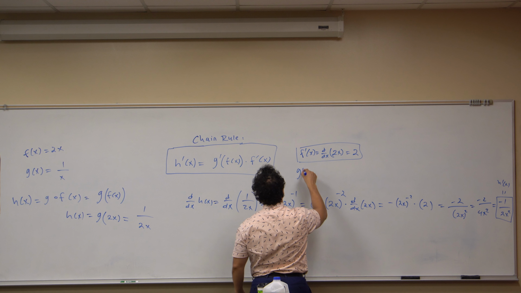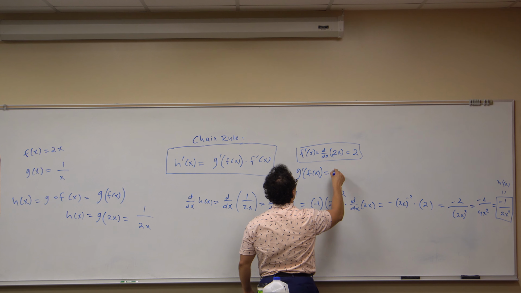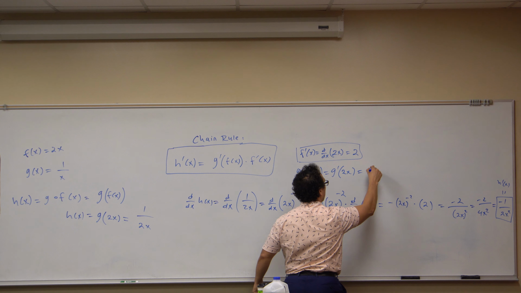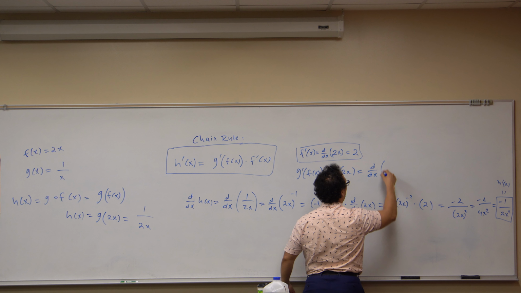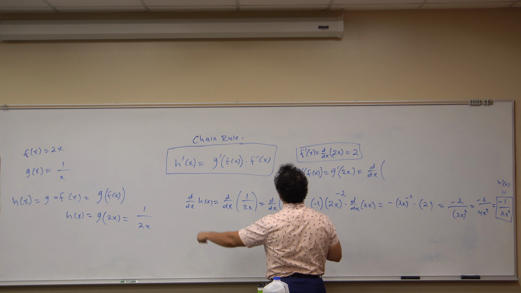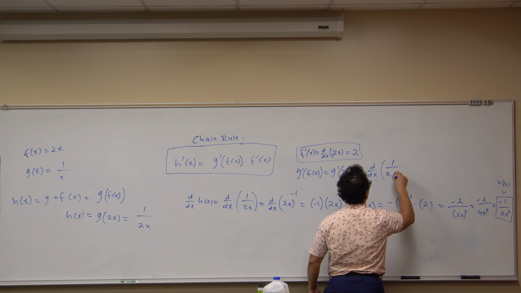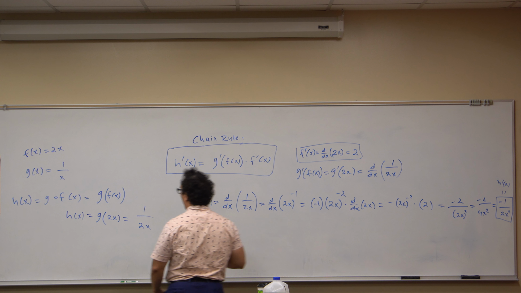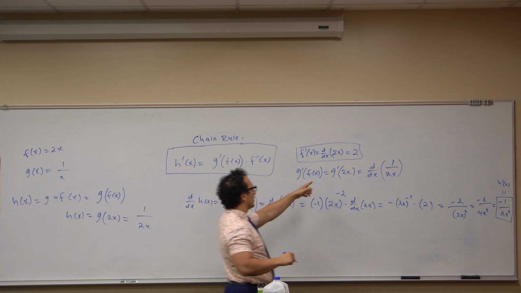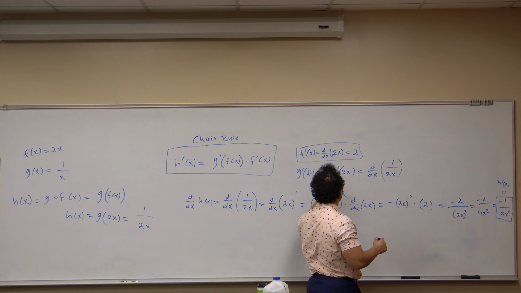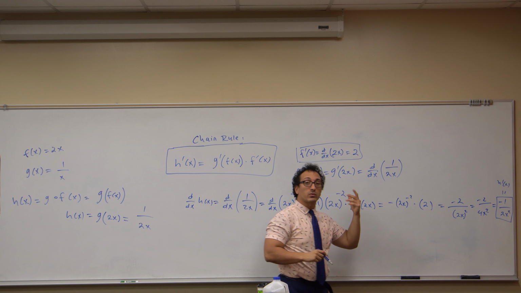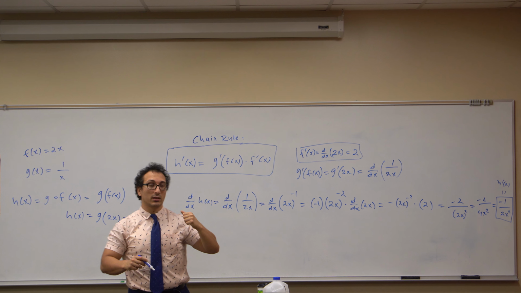Now, what's g prime of f of x? Well, it's g prime of, what is my f of x? It's 2x. And g prime means take the derivative of. So d/dx of g of 2x, and g of 2x really is 1 over 2x. The prime part just says d/dx outside. This prime part gives me this d/dx. Then it's basically d/dx operating on g of 2x. And since g of x was 1 over x, g of 2x will be 1 over 2x.